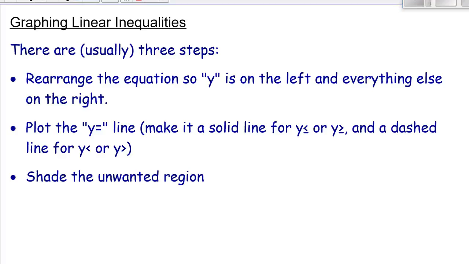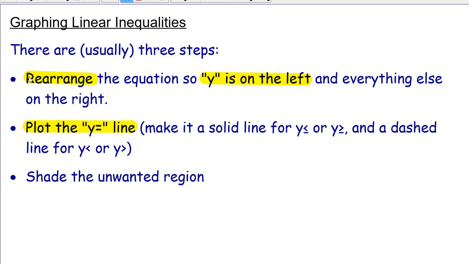In this video, I'm going to look at graphing linear inequalities. Now, there are usually three steps that are involved when you're graphing linear inequalities. The first step is to rearrange the equation so that y is on the left and everything else on the right. Then the next step is to plot the line y equals.